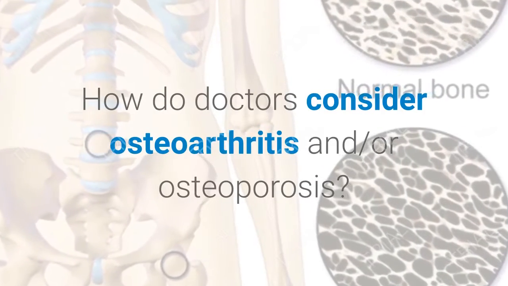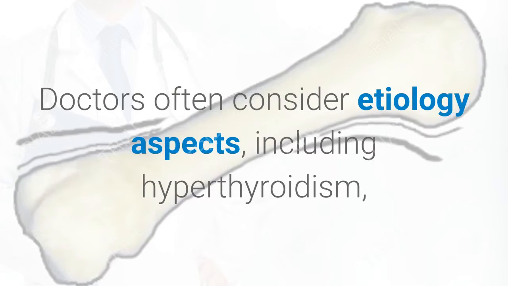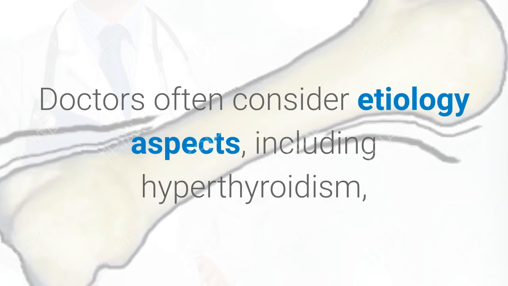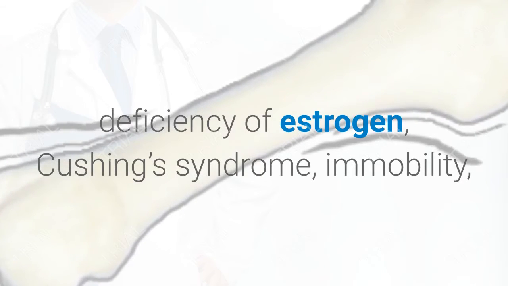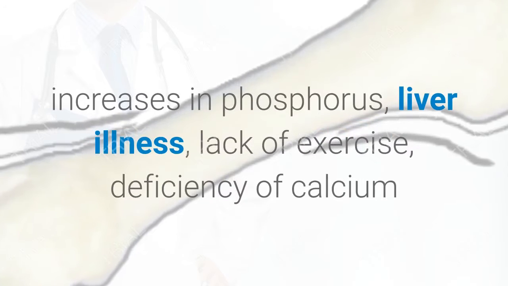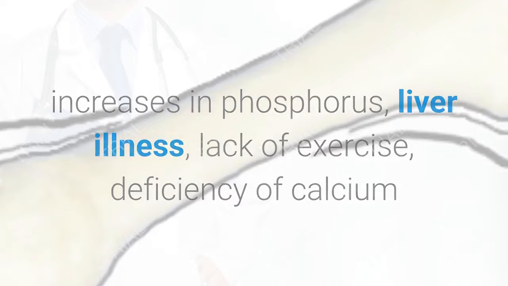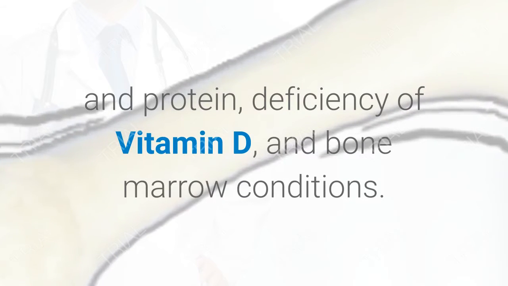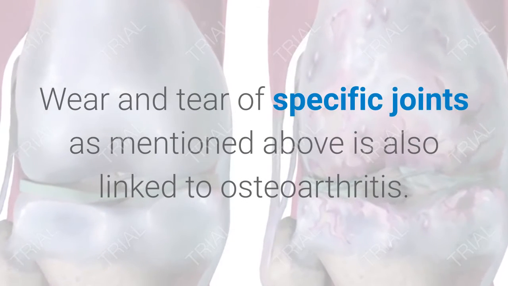How do doctors consider osteoarthritis and/or osteoporosis? Doctors often consider etiology aspects, including hyperthyroidism, deficiency of estrogen, Cushing's syndrome, immobility, increases in phosphorus, liver illness, lack of exercise, deficiency of calcium and protein, deficiency of vitamin D, and bone marrow conditions. Wear and tear of specific joints, as mentioned above, is also linked to osteoarthritis.